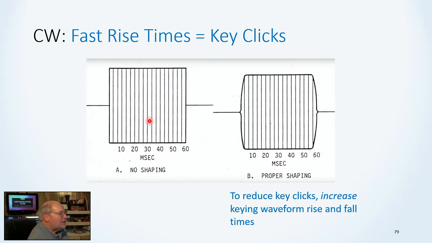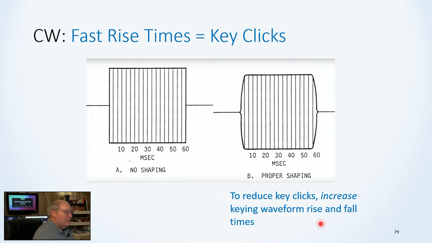A has the faster. It's really fast. Okay, so to reduce key clicks, increase the keying waveform rise and fall times. So we're increasing the rise time here, which is shaping the pulse, and increasing the fall time, which gives us a shaped pulse here, a shaped signal.